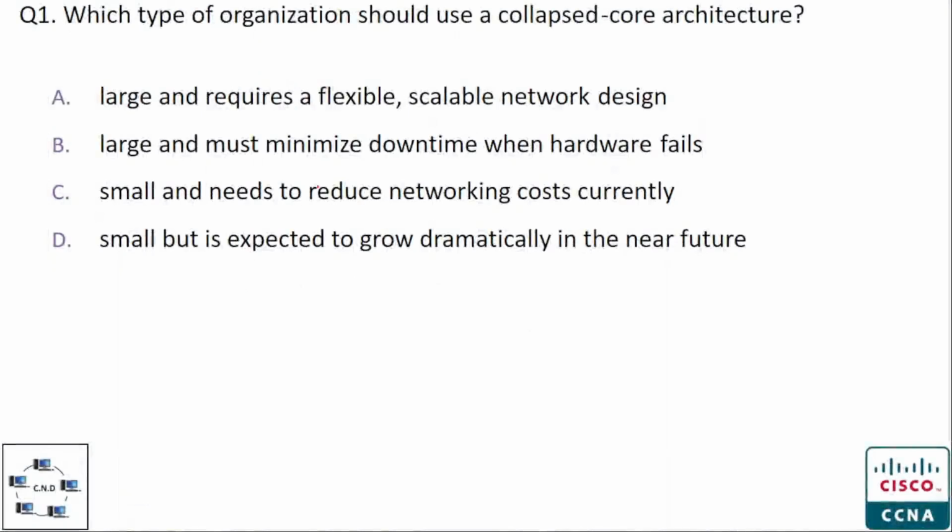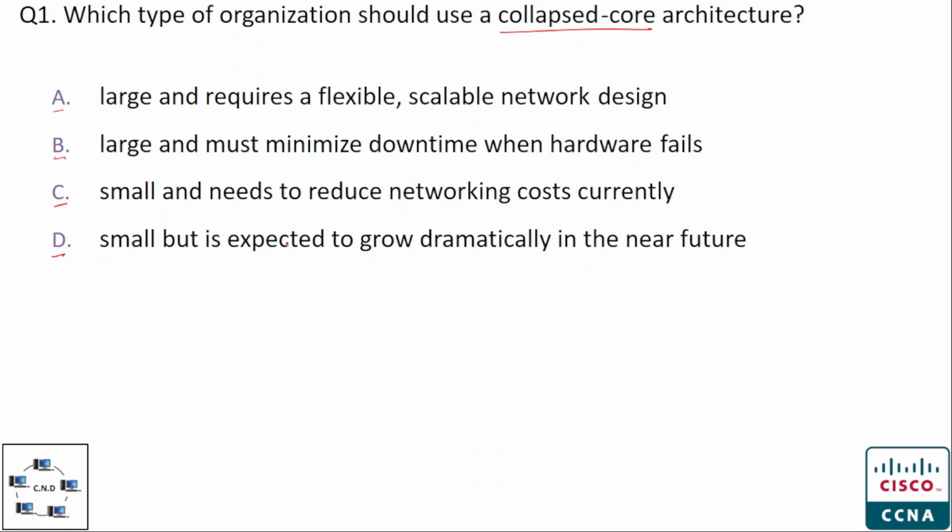Question number 1. Which type of organization should use a collapsed core architecture? And the options are: option A, large and requires a flexible, scalable network design. Option B, large and must minimize downtime when hardware fails. Option C, small and needs to reduce networking costs currently. And option D, small but is expected to grow dramatically in the near future.